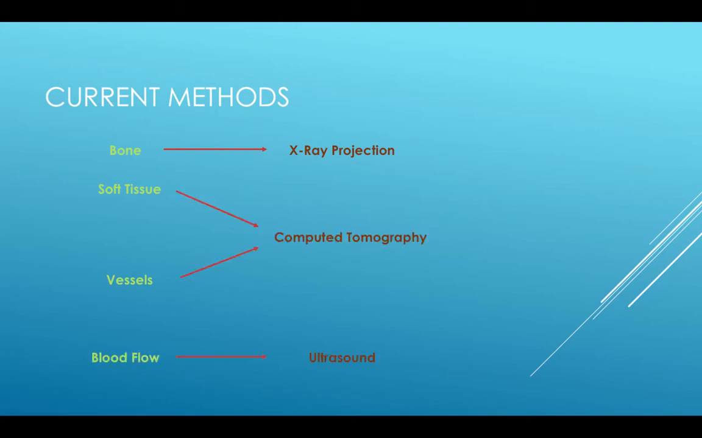So why is it important? Well, it's well documented that different imaging modalities are effective for detecting distinct ailments and different body tissues. For example, bone is well imaged by X-ray, CT can image soft tissue and vessels quite effectively, and blood flow is well imaged by ultrasound.